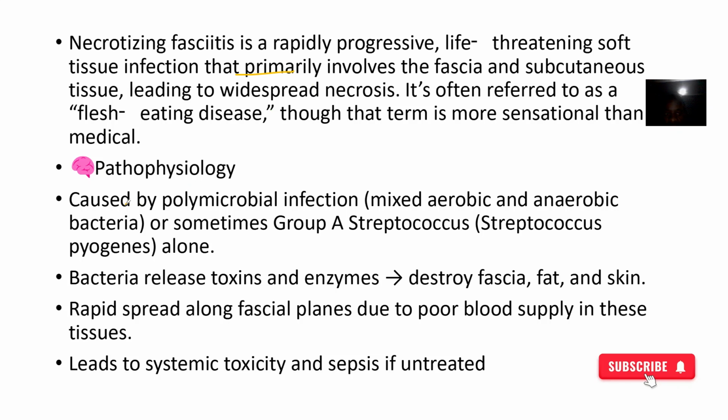So the pathophysiology is caused by polymicrobial infection. So you're having all those group A Streptococcus infections, or mixed infections with other bacteria. So the bacteria will now be releasing toxins and enzymes. Those are the ones that will now be eating up your flesh, so to say. They are destroying the flesh there. So rapid spread along fascial planes due to poor blood supply in these tissues. So it leads to all those systemic toxicity and sepsis if left untreated.